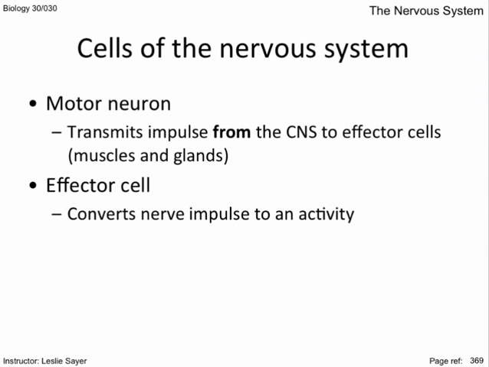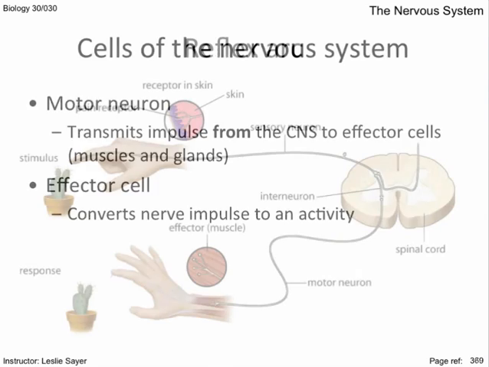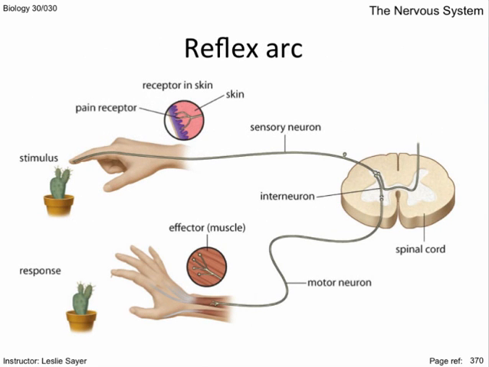And the effector cell. It converts the nerve impulse into an activity. A series of biochemical activities at the axon terminals of the motor neuron cause muscle cells to contract or glands to release hormones. The basic impulse transmission pathway describes the reflex arc. It uses fewer neurons for faster neural transmission, and it doesn't depend on the brain for interpretation of incoming sensory information and deciding on and releasing appropriate action.